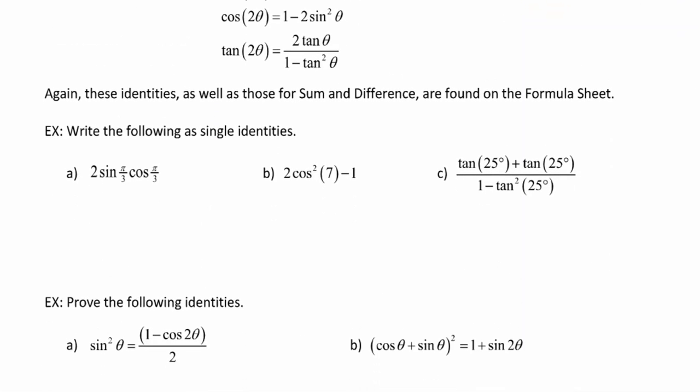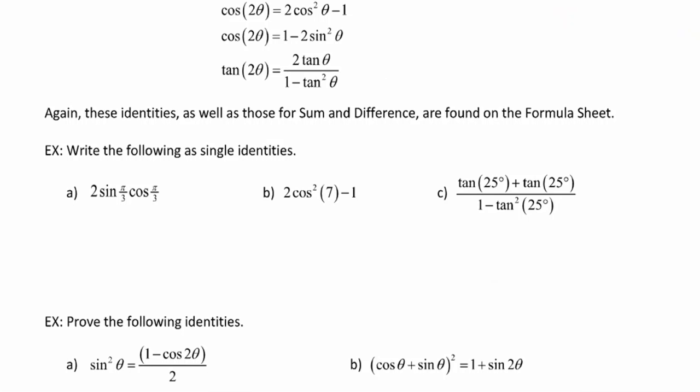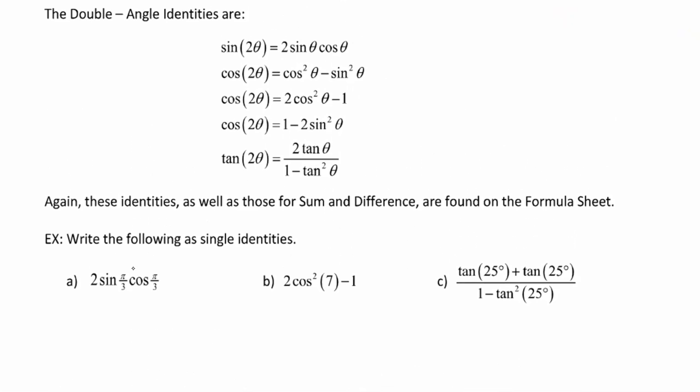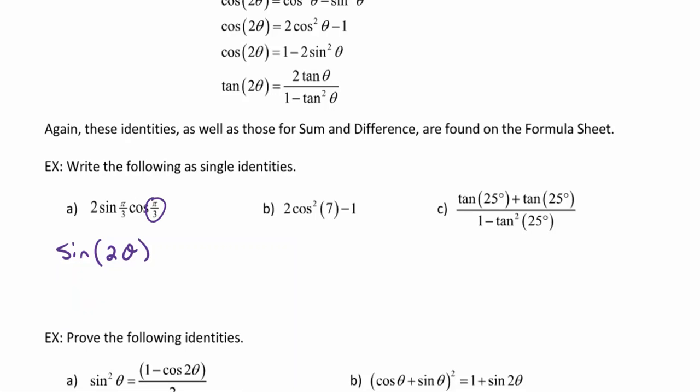So let's see. It says write the following as single identities. Okay, so I'm trying to match this up to something on my sheet, right? And it does in fact look a lot like this first one, doesn't it? 2 sine theta cos theta, and I got 2 sine and then the same angle. It has to be the same angle for both for this to work, right? But then that would be the same thing as just writing out sine, and then here I'll write the formula first, 2 times the angle, and then my angle was pi over 3. So this is the same thing as sine of 2 pi over 3. Nothing to it.